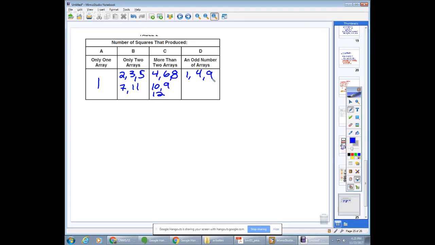So what's the name of the things that are in column B here? Yeah, those are our prime numbers. What's the name of the stuff in column C? Those are composites. Yeah. And the names of the things in column D with odd arrays, those are perfect squares, right on.